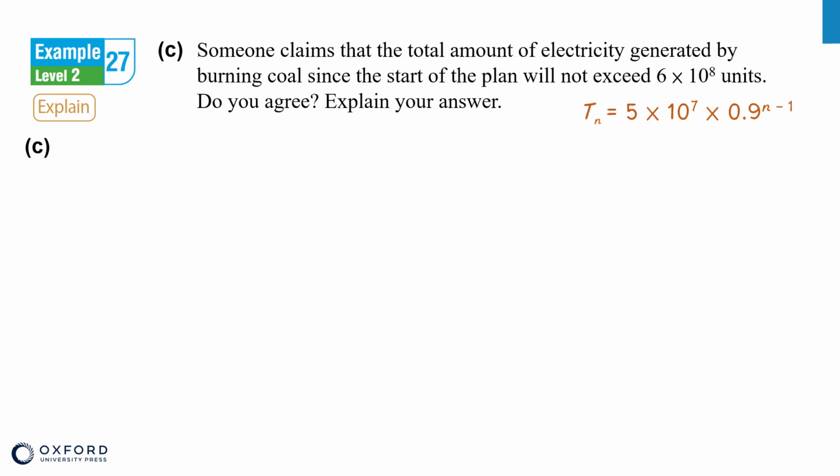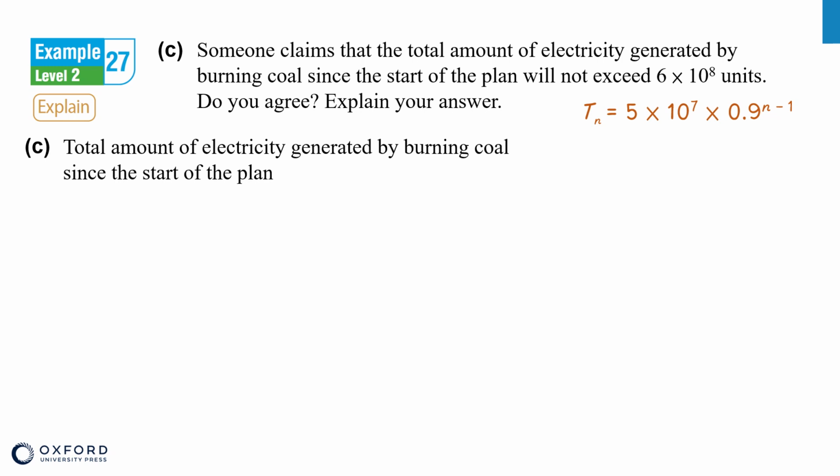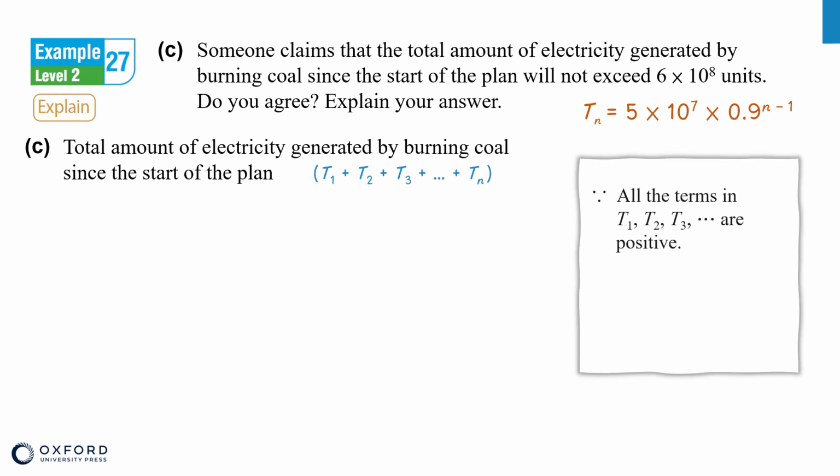Part C, we need to determine whether the total amount of electricity generated by burning coal since the start of the plant will not exceed 6 times 10 to the power of 8 units. Quite obviously, we need to consider the sum to infinity. What we can do is to compare the total amount of electricity generated in any number of years with the sum to infinity. The electricity generated in each year should be a positive value. We can confirm this from its general term. And the total amount of electricity generated in any number of years should be less than the sum to infinity.